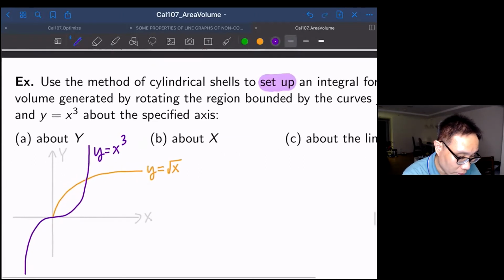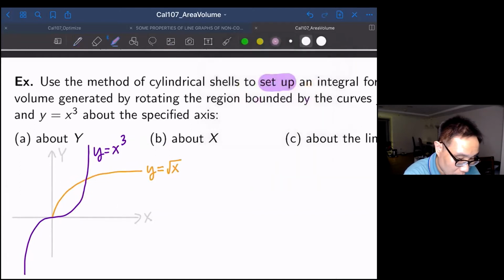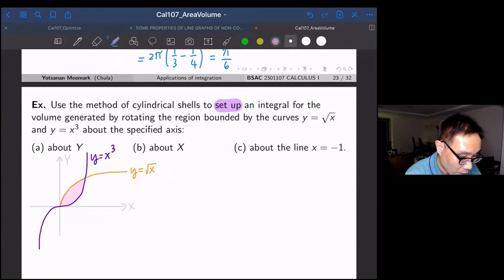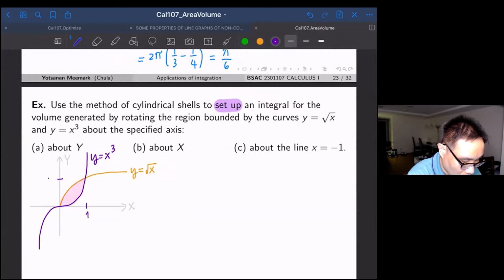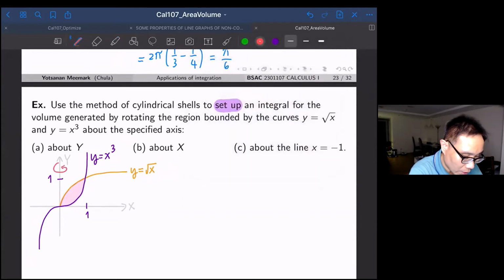And the region that you have is given by this region, the pink one here. Okay, so you have this region. Okay, and it turns out to be one like this, and this one you're going to rotate. Okay, so you rotate this one like this.